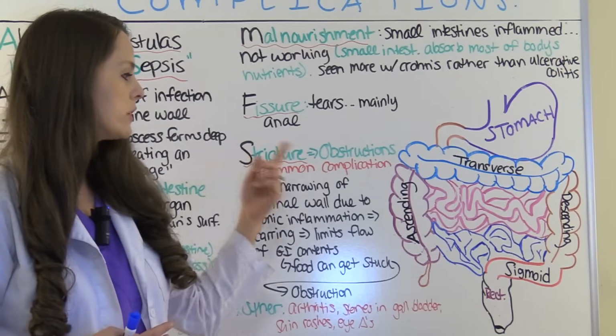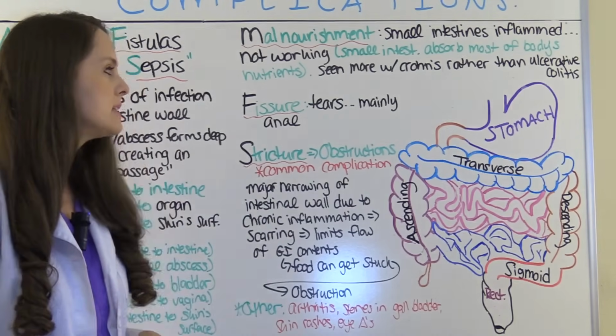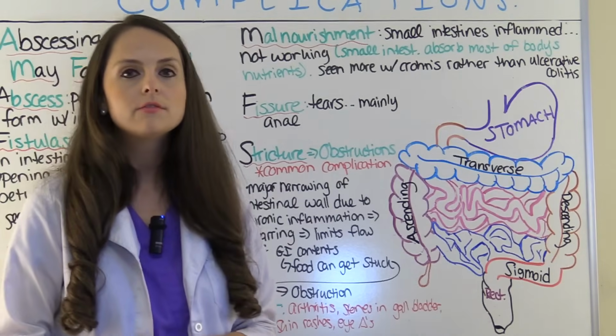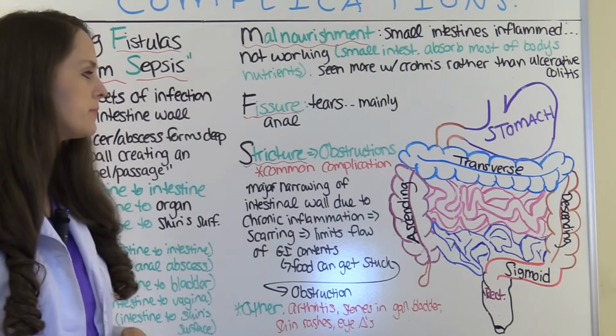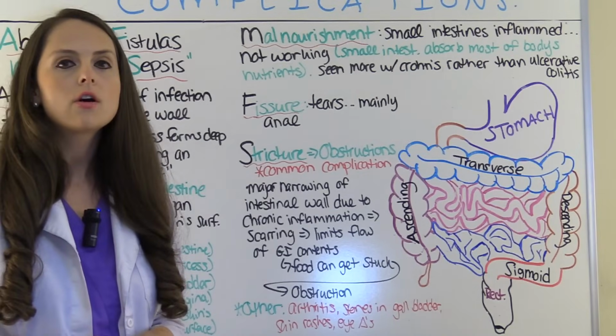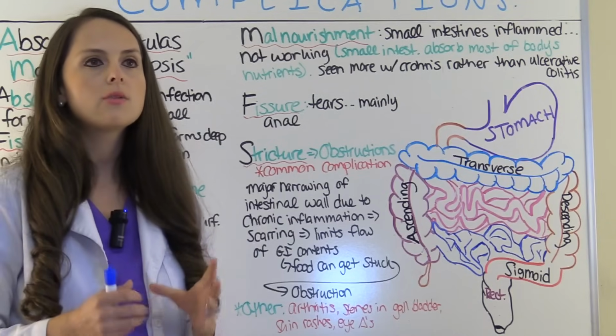F is for fissure. These are tears in the lining of the GI lining or mainly in the anus, and this is where you're going to see these anal fissures, and these can bleed, these can be painful. Next is called a stricture, and strictures are very common in patients who have Crohn's.